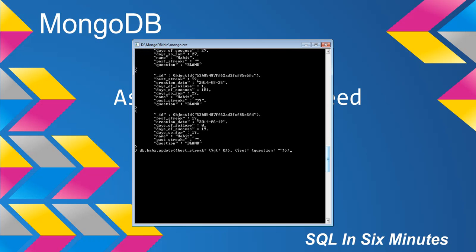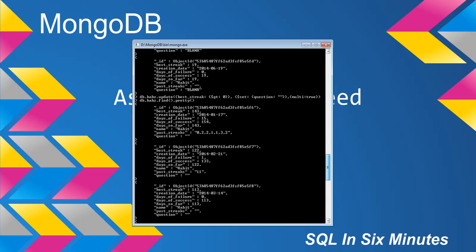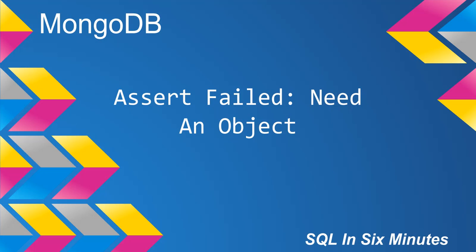That is because on my update statement here, I need to do one extra thing if I'm going to update multiple documents, and that is multi: true. And we'll see that question is now blank. Okay? So, when you get the error assert failed, need an object, look and check, are you being specific? It's saying, hey, I can't find this object. And then of course, if you happen to run across, hey, I have only one field updated, not a lot of other fields updated, did you specify multi: true?